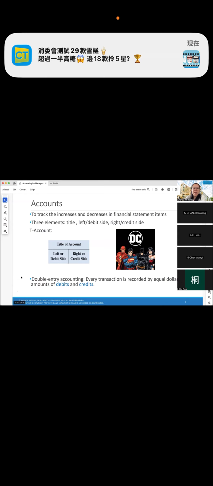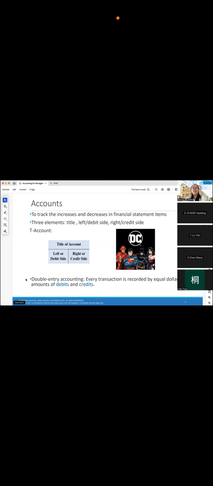Furthermore, I introduced the concept of double entry accounting, where every transaction must be recorded by equal dollars in debits and credits. When you write a journal entry, the total debits must equal the total credits. This is how we ensure that the overall accounting equation still continues to hold.